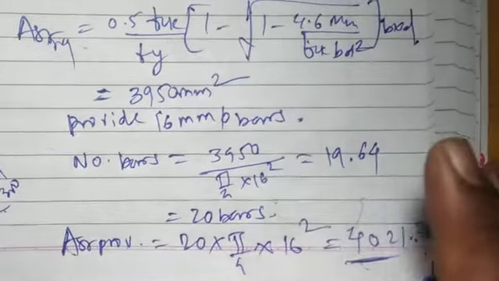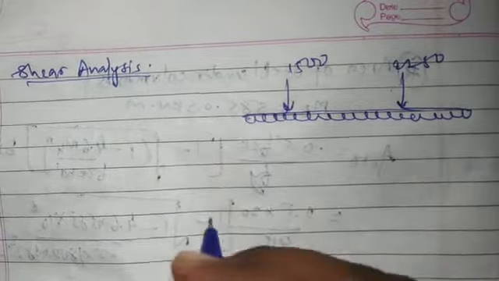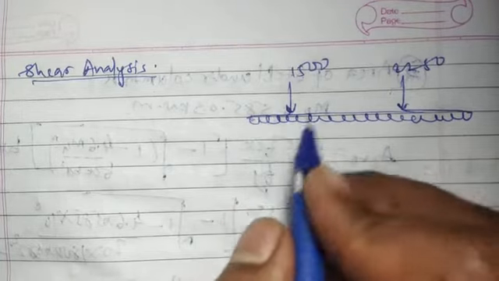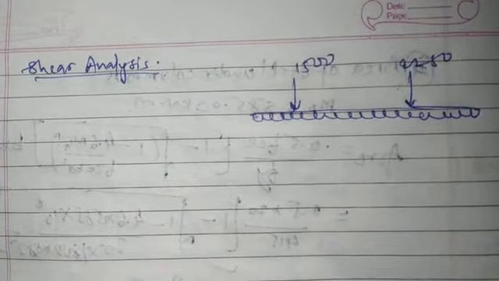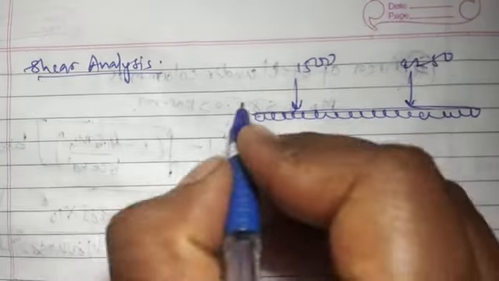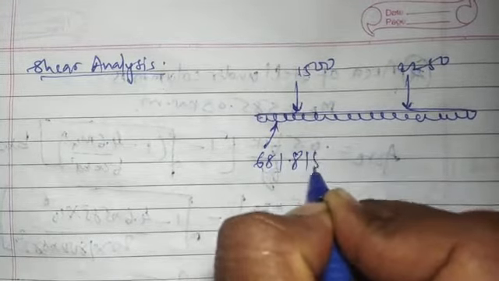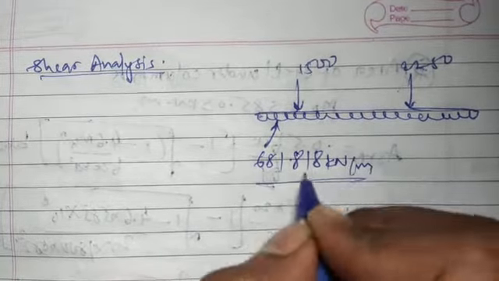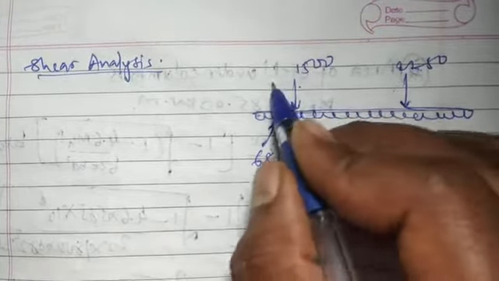Now we'll move towards the shear analysis. We'll calculate the shear force at various sections in the footing. For shear analysis, I have drawn the representative diagram of this combination of footing and column loading. This is the upward soil pressure, which we have calculated already. The value of this upward soil pressure is 681.818 kilonewton per meter, calculated by us previously. These are the factored loadings on column A and column B. This is column A, this is column B.